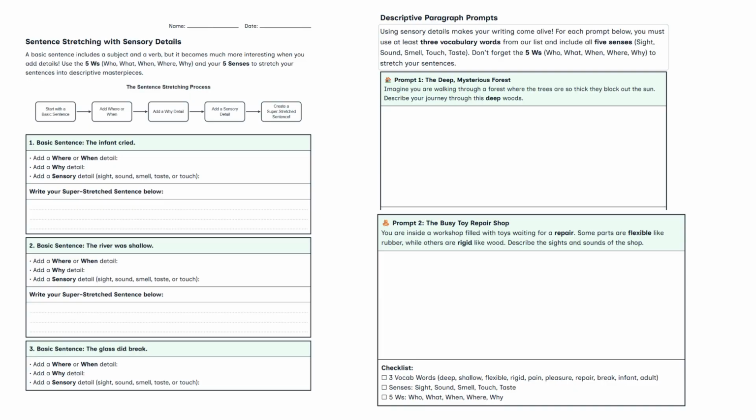Choose one of the 2 prompts. Prompt 1 is about a deep, mysterious forest, and prompt 2 is about a busy toy repair shop. Write a paragraph describing the scene. Make sure to use the checklist at the bottom of the page. Include 3 vocabulary words, use your 5 senses, and include the 5 W's. Pause the video and have fun writing your descriptive paragraph.